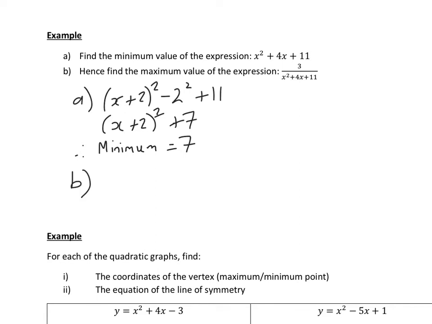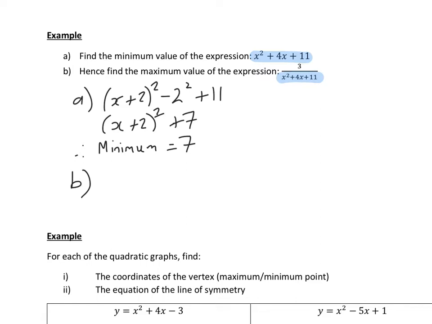B, hence, so that means use what we've just done, find the maximum value of the expression 3 over x squared plus 4x plus 11. Now this is the same thing as this, and if I want to make a fraction as big as possible, that means I need to divide by the smallest thing possible.